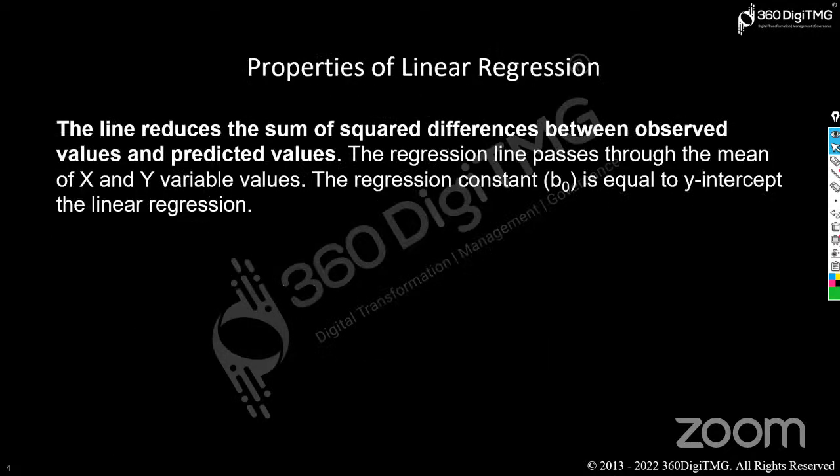There are some properties also associated with your linear regression. The line reduces the sum of squared differences between your observed values and predicted. The regression line passes through the mean of your x and y. The regression constant, that is B0, is equal to your y-intercept of the linear regression. These are the properties of your linear regression.